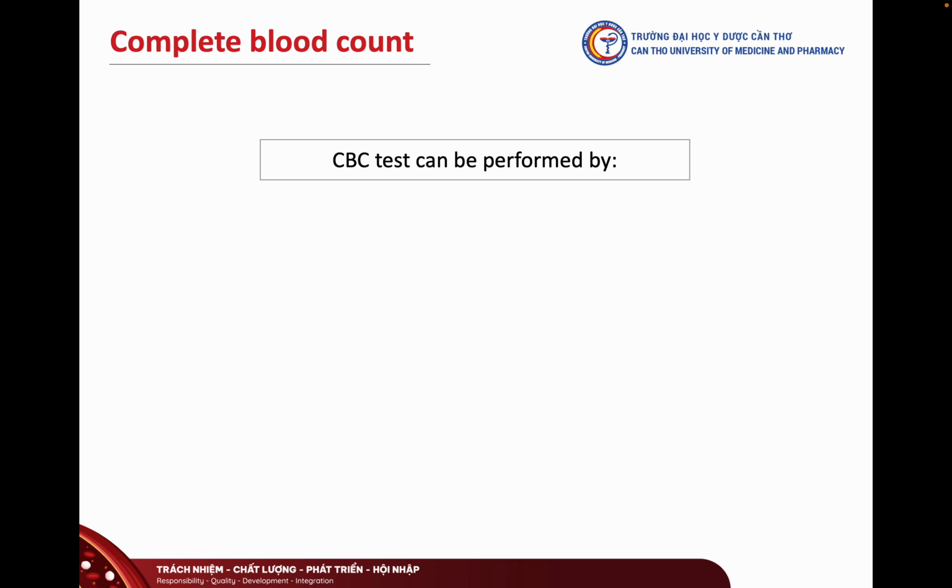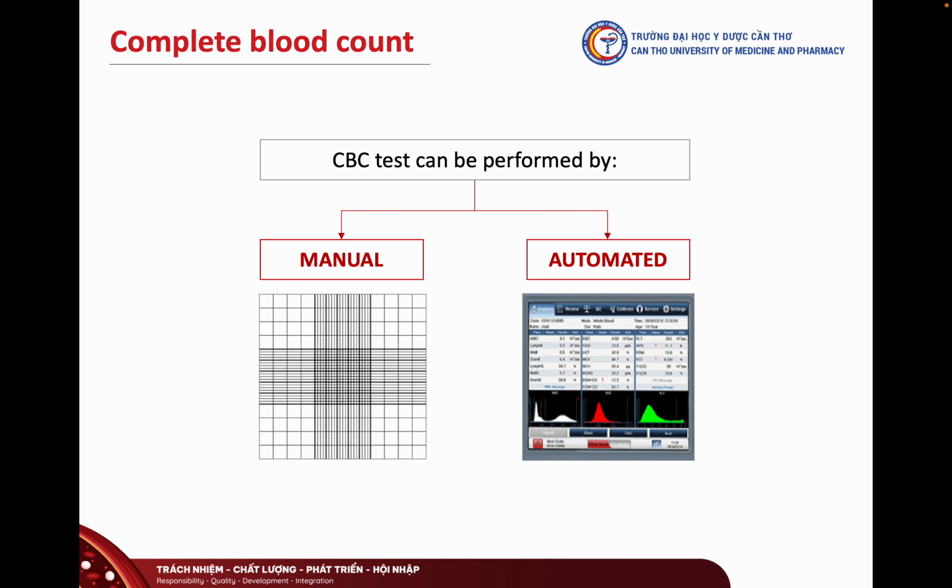The CBC test can be performed in two ways, manual or automated. In the past, cell counts were done manually using a microscope and a counting chamber. It was time-consuming and labor-intensive. For a large hospital or high workloads, manual counting simply isn't practical. Fortunately, with the advancements of technology, automated hematology analyzers have become the standard. They provide faster results, greater consistency, and are now widely used in almost all clinical settings.